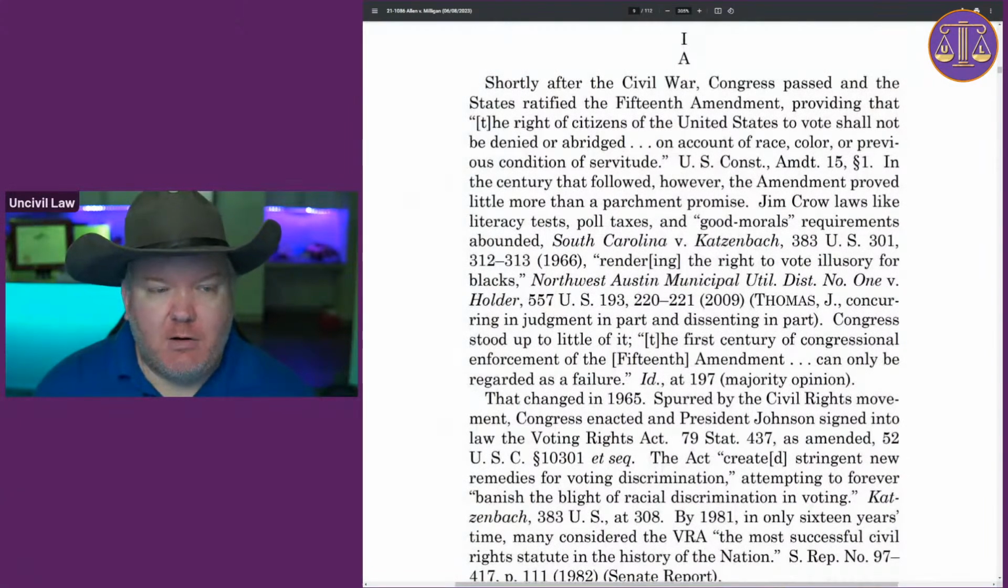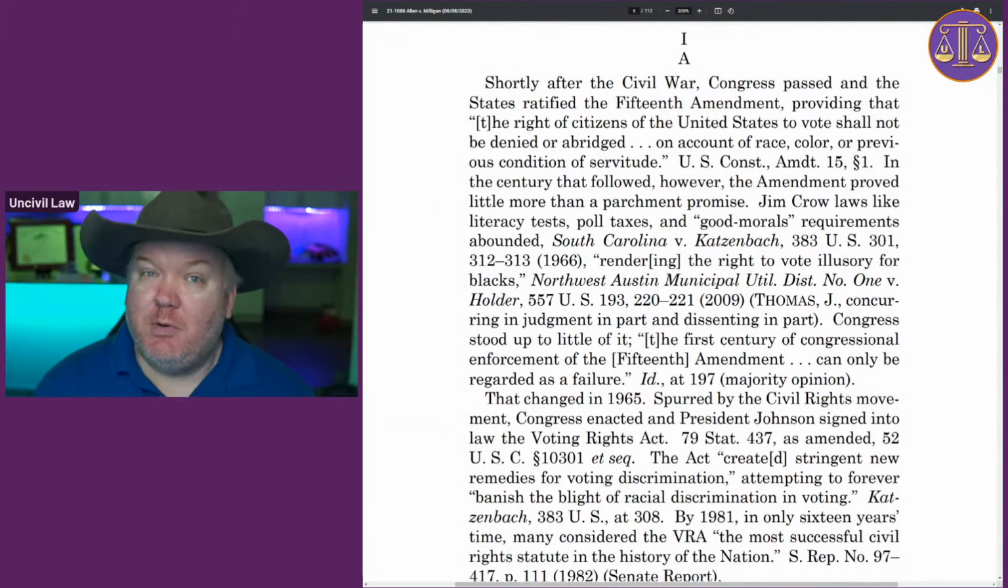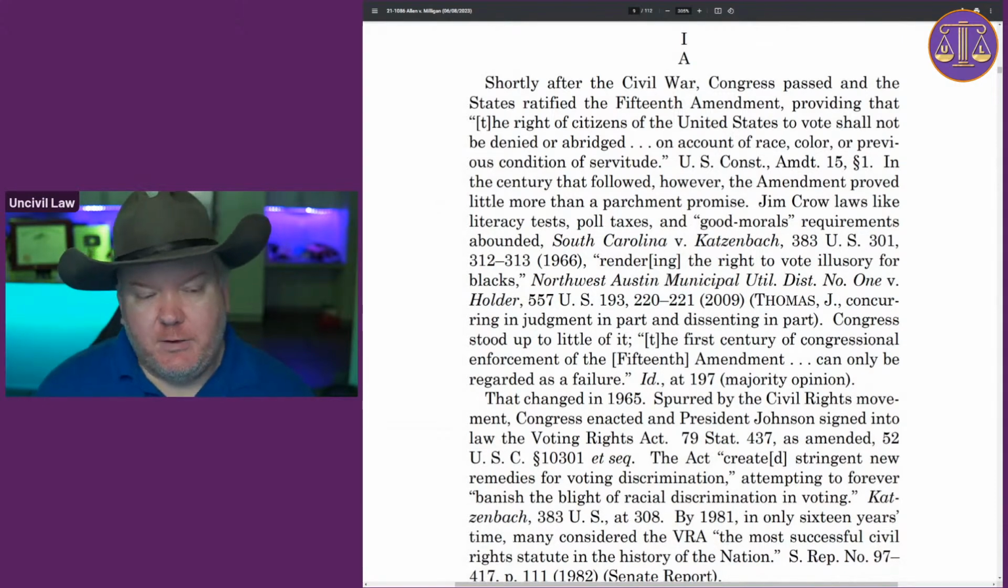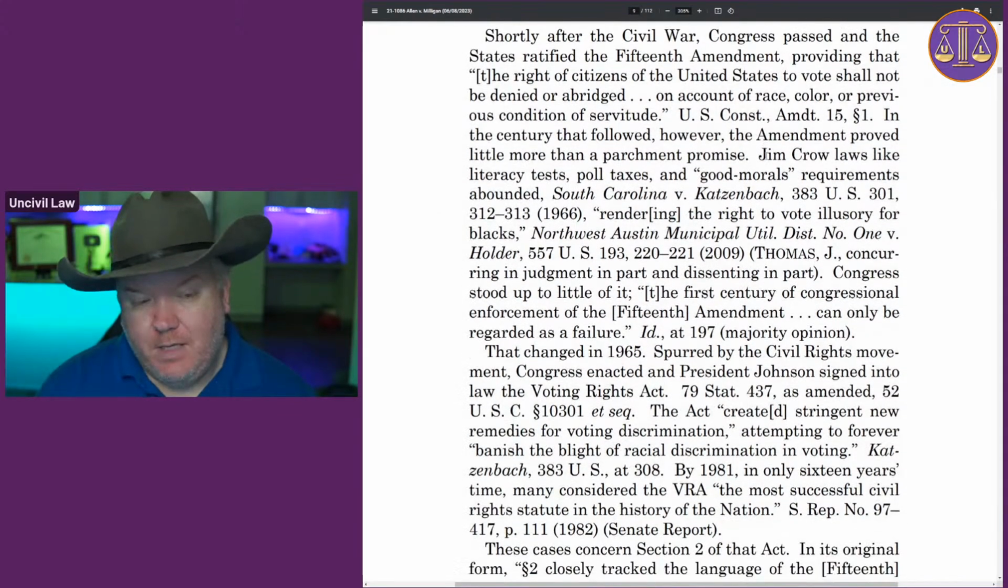"Shortly after the Civil War, Congress passed and the states ratified the 15th Amendment, providing that the rights of citizens of the United States to vote shall not be denied or abridged on account of race, color, or previous condition of servitude. In the century that followed, however, the amendment proved little more than parchment promise. Jim Crow laws like literacy tests, poll taxes, and good moral character requirements abounded, rendering the right to vote illusory for blacks. Congress did little about it. The first century of congressional enforcement of the 15th Amendment can only be regarded as a failure."